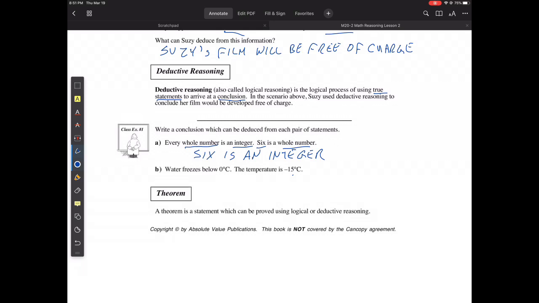If water freezes below 0 degrees Celsius and the temperature is currently negative 15 degrees Celsius, then water will freeze. We're talking about a theorem. Unlike a conjecture, a theorem is a statement which can be proved using logical or deductive reasoning, which means a theorem is something that is absolute. It's not just an educated guess, it is something that will work all the time.